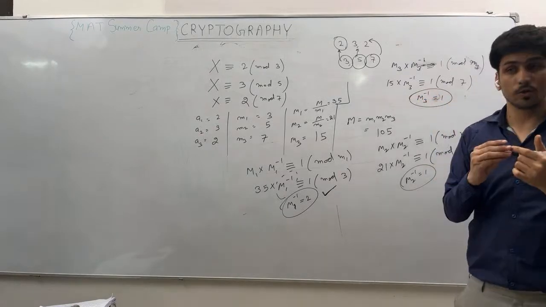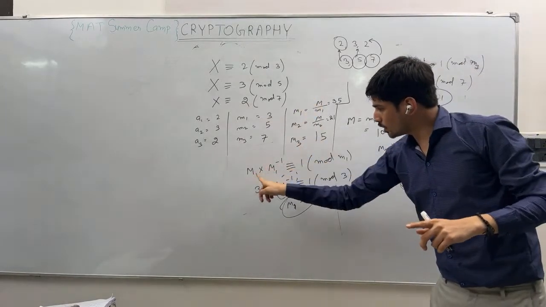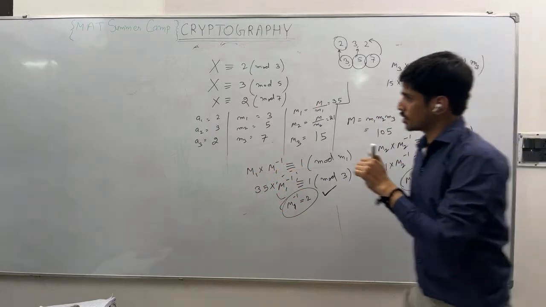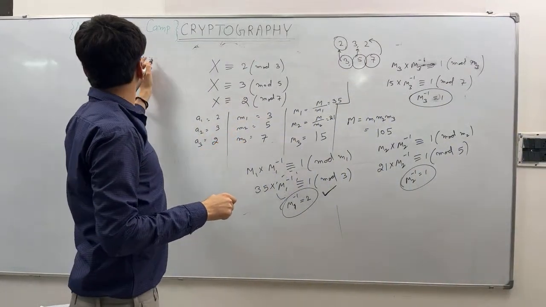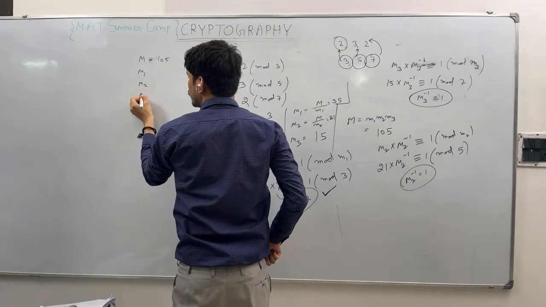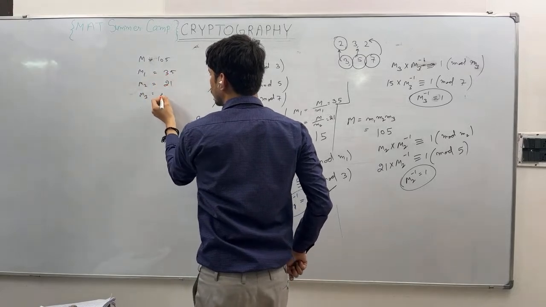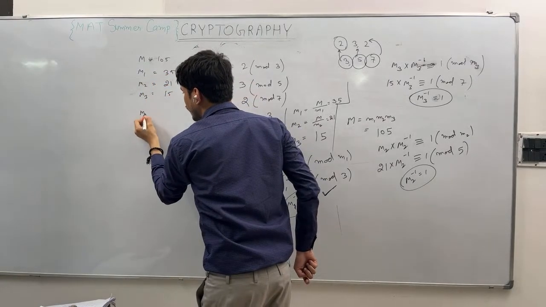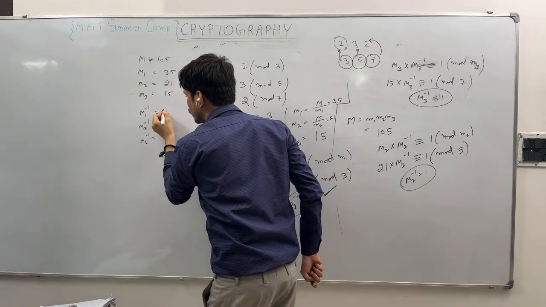So we have got all the values. Capital M we have got. M1, M2, M3 we have got. M1 inverse, M2 inverse, everything we have got. So let me write it here. What is capital M? First of all, capital M is 105. What is M1, M2, M3? 35, 21, 15. Now what is M1 inverse, M2 inverse, M3 inverse? 2, 1, 1. So far clear.